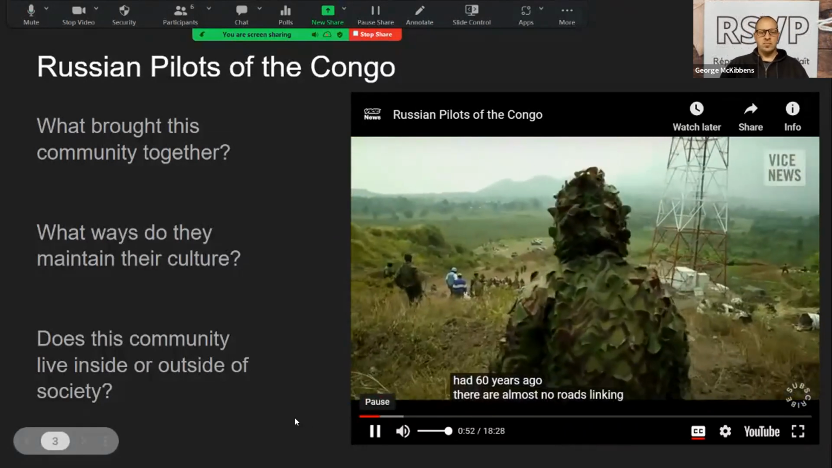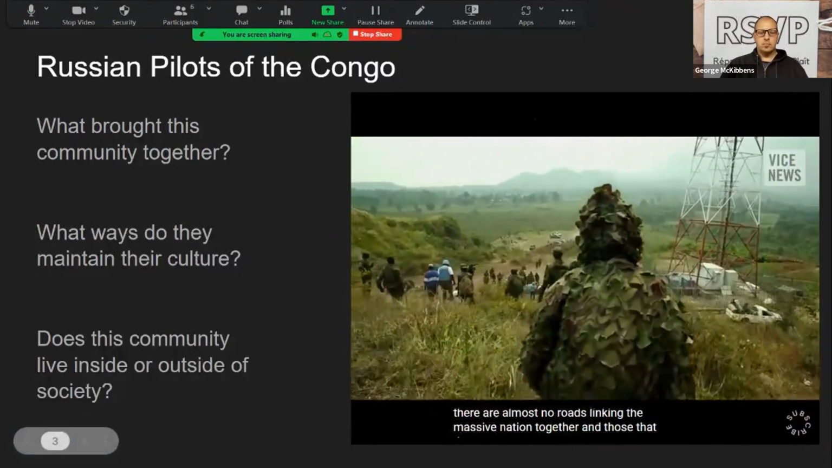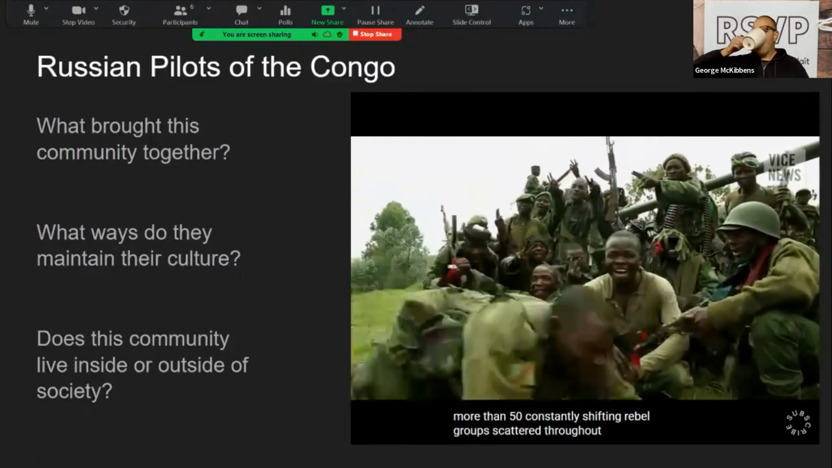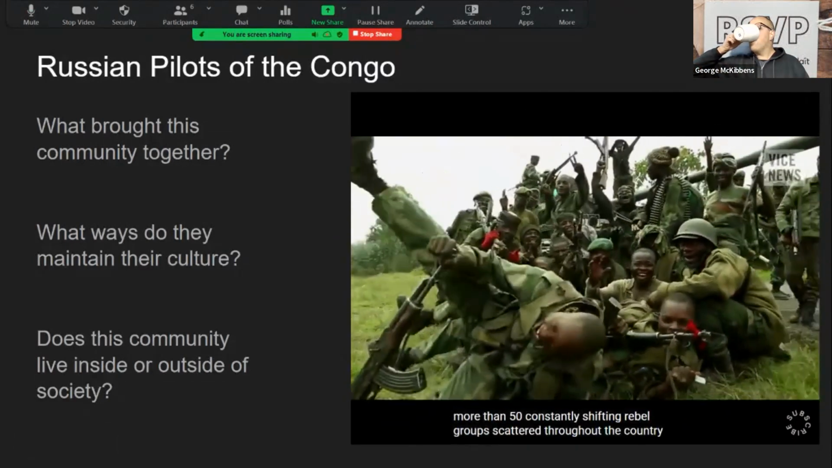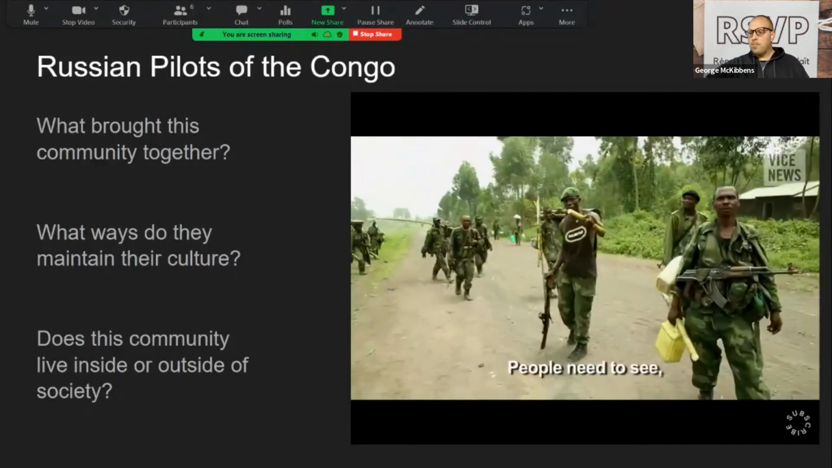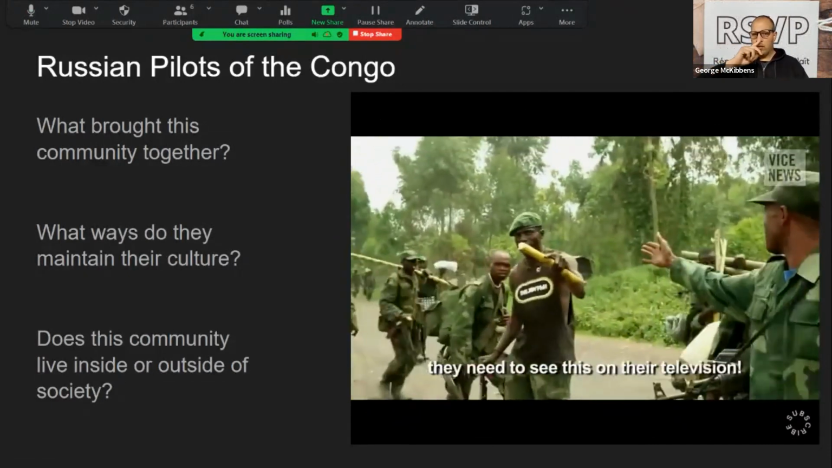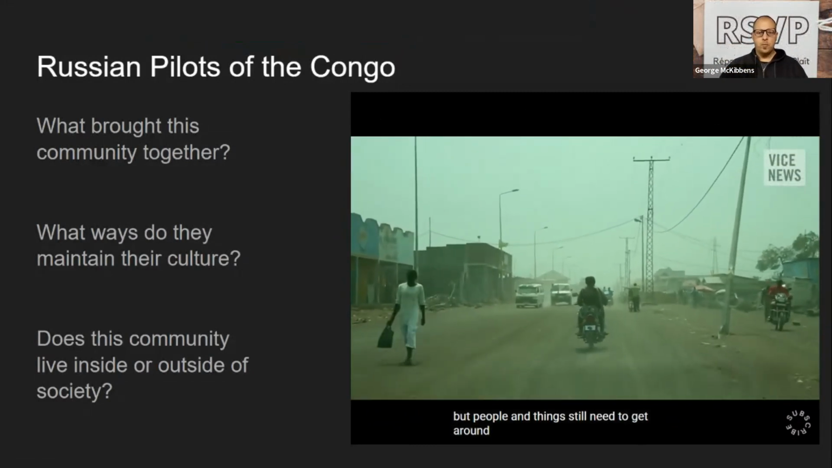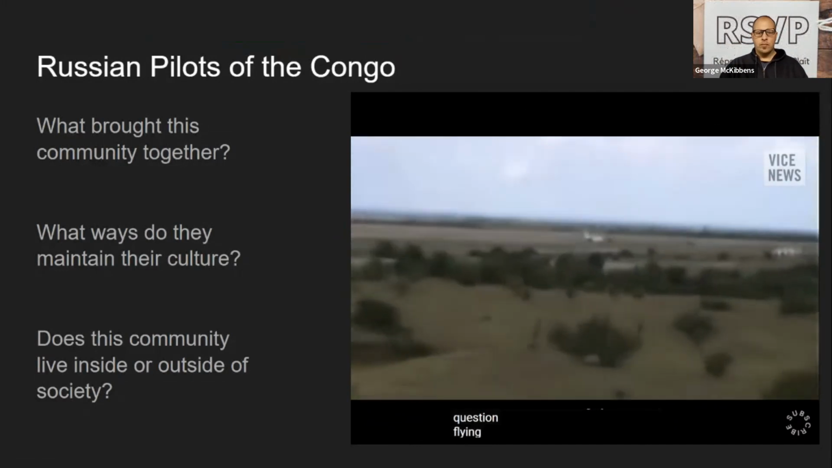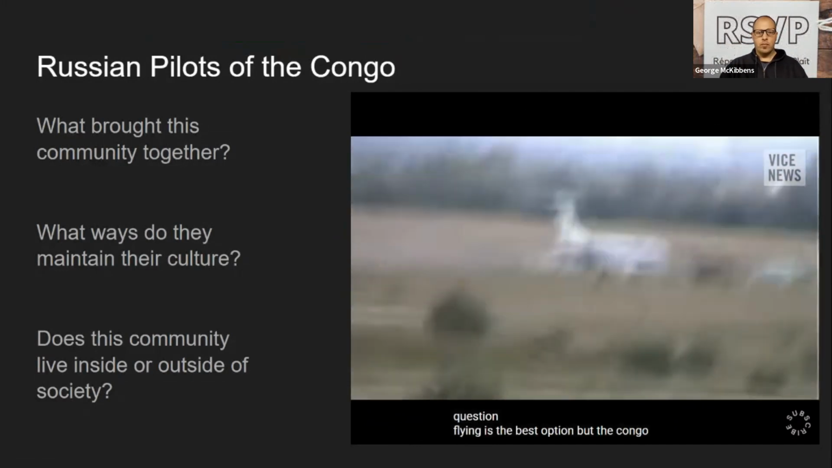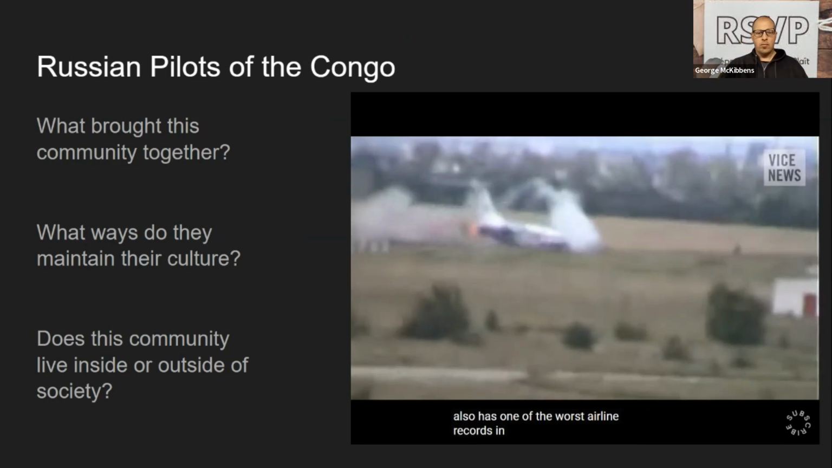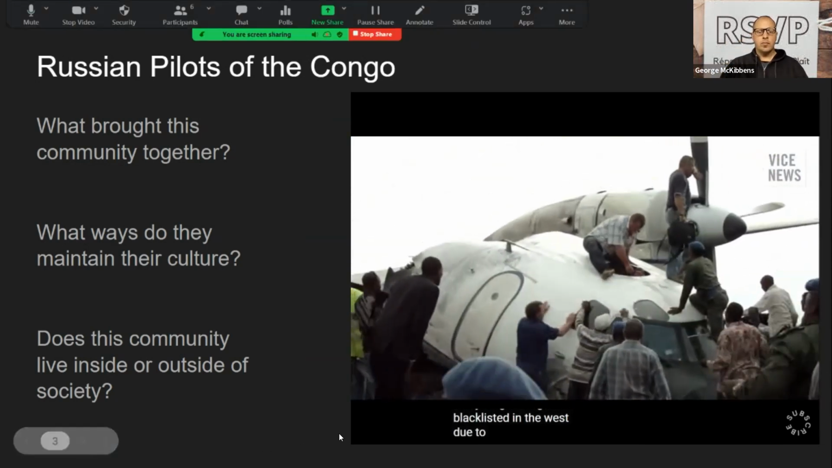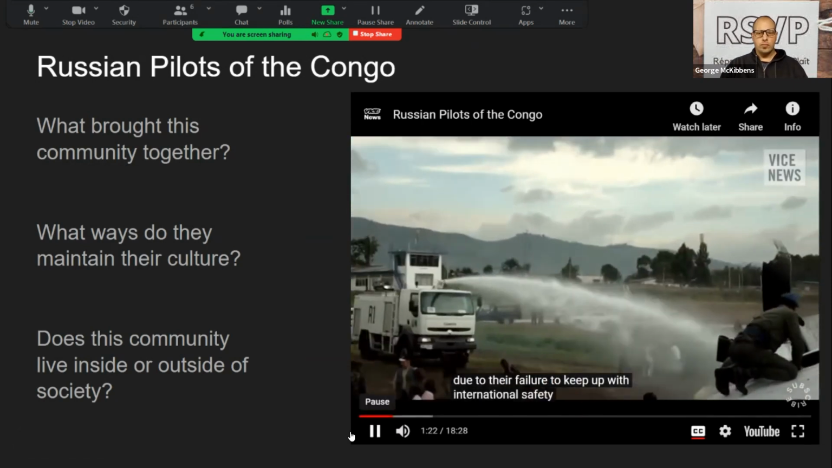There are almost no roads linking the massive nation together, and those that do exist are subject to the control of more than 50 constantly shifting rebel groups scattered throughout the country. But people and things still need to get around, and with roads largely out of the question, flying is the best option. But the Congo also has one of the worst airline records in the world. Every single Congolese airline is blacklisted in the West due to their failure to keep up with international safety standards.